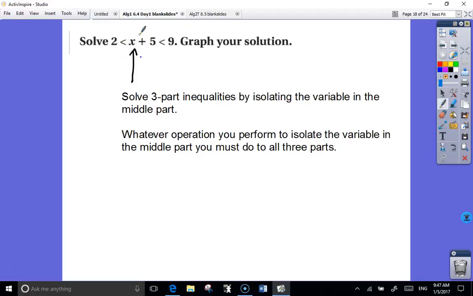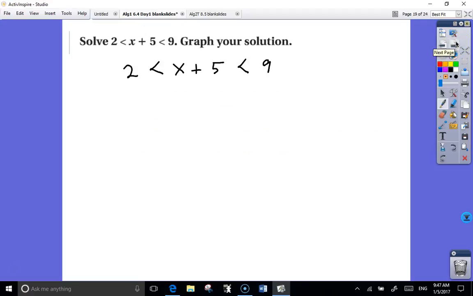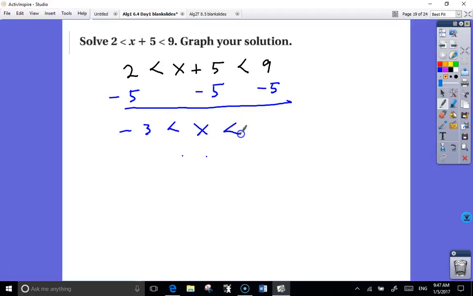But because there's 3 parts, it's not like an equation where you say do it to both sides. Now we got to do it to all 3 parts. So whatever you do to the middle part to isolate the variable, you got to do it to all 3 parts. So minus 5, minus 5, minus 5. Negative 3 is less than x is less than 4. And that's solved because the variable's alone in the middle.